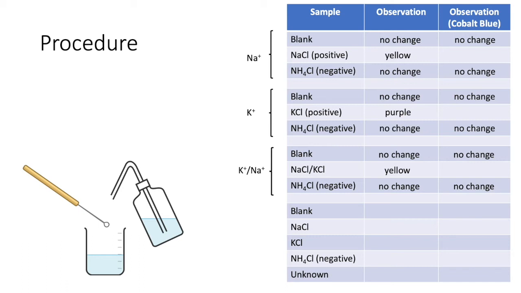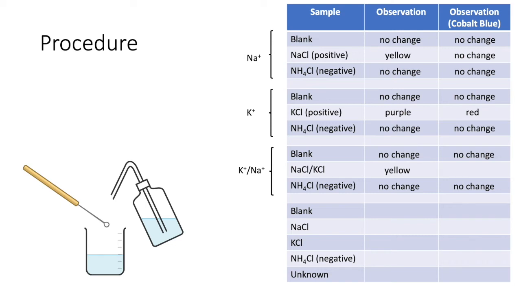Remember that the cobalt blue glass is designed to block yellow light. So when you run the positive sodium control, you might expect to see a yellow flame, but hopefully that color is blocked by the blue glass and you see no change. When you run the positive potassium control using the blue glass, the color that you see won't be the same purple as without the glass, but it should still look fairly reddish, and it should be distinct from what you see for the negatives and for the sodium positive control.